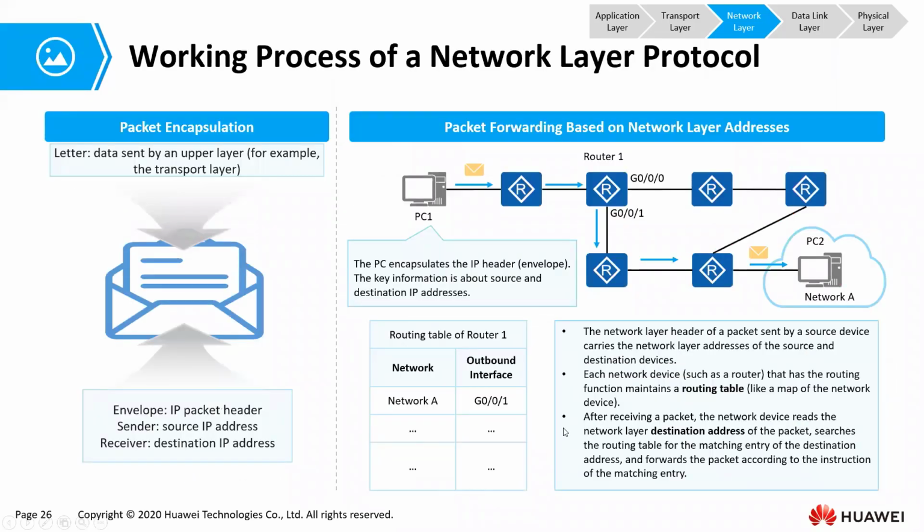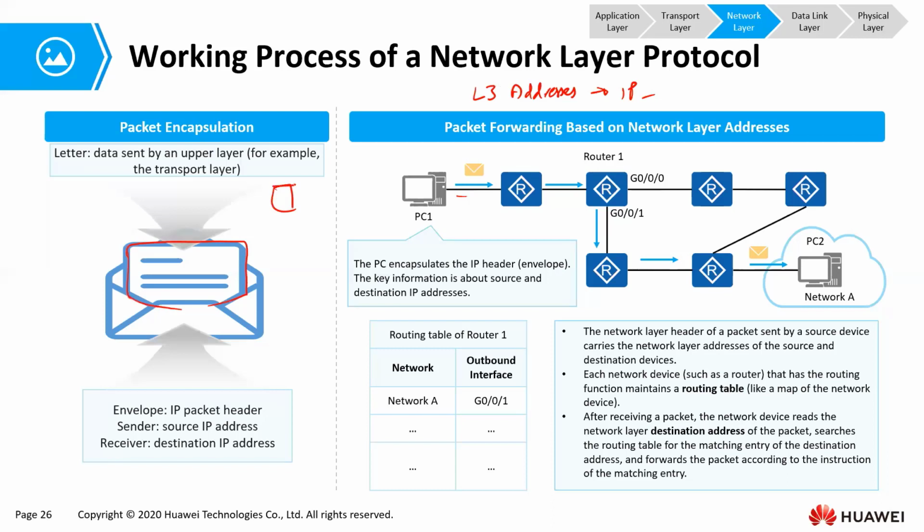So the working process of network layer protocols, particularly IP in this case, is that when they receive data, they will go on encapsulating and forwarding it based on the layer 3 addresses, which are IP addresses. In the first place, when the sending host is encapsulating data, it will put the segment into a layer 3 header.